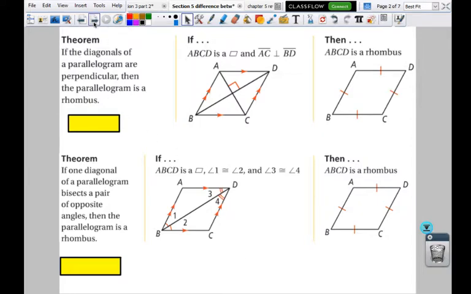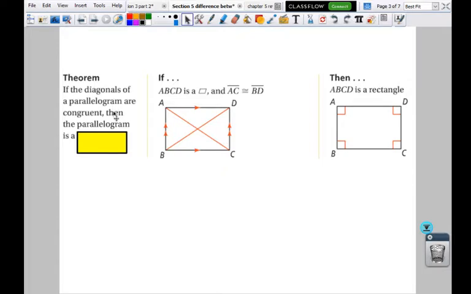And then our last one: if the diagonals of a parallelogram are congruent, or you have a piece of them that is congruent, then you have a rectangle. So even if you have this piece congruent to this piece, you also have a rectangle. So all you need is a set of pieces.